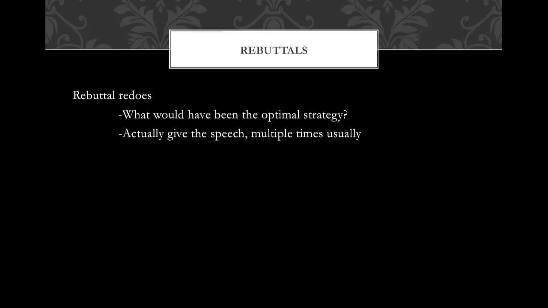The first are called rebuttal redos. Now, rebuttal redos are exactly what they sound like. You just redo a rebuttal, but ask yourself, what would have been the optimal strategy? How could I have done that better? And in turn, you give the speech probably multiple times, just make it the best rebuttal that you can.